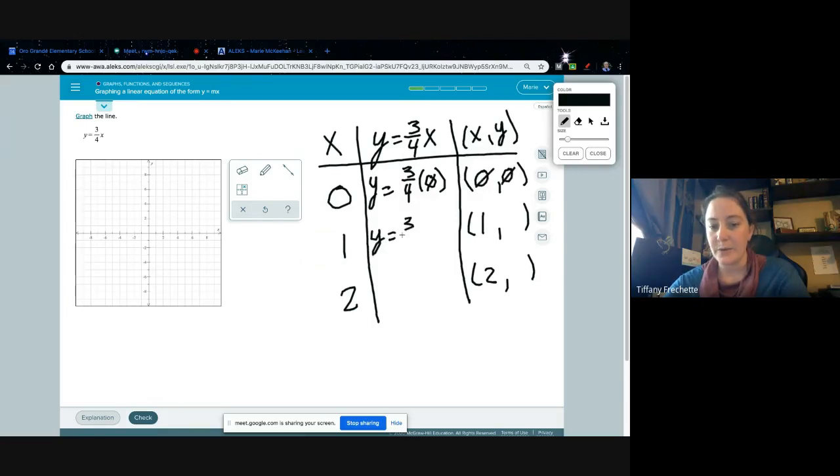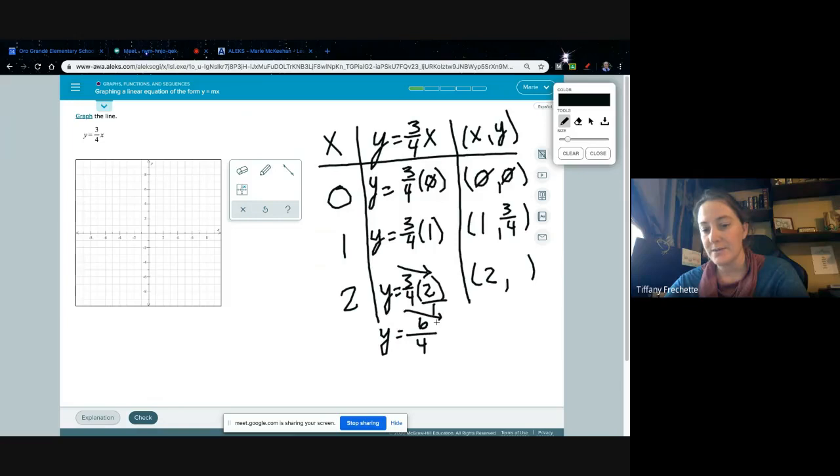Y equals 3/4 times 1. Well, anything times 1 is itself, so this is going to be 3/4. And then I have y equals 3/4 times 2. All right, well, anything times 2, remember there's a 1 under here. So you go 3 times 2 is 6. 4 times 1, and I'm just bringing this down because I didn't have enough room. 4 times 1 is 4. So I multiply straight across the top, straight across the bottom like that. So that's all you do.